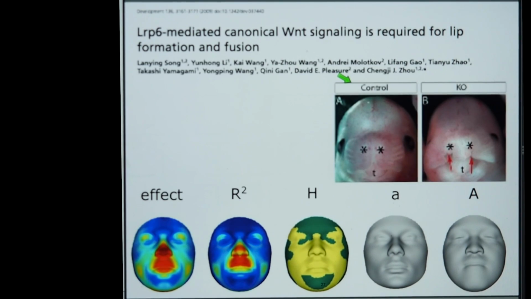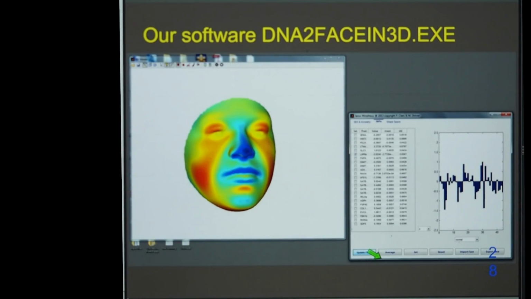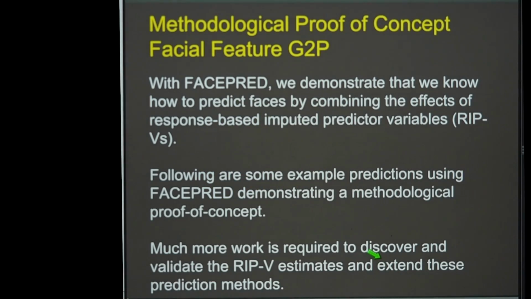Here's another one. This gene, LRP6, it's not known to cause a human craniofacial anomaly, but when you knock it out in the mouse, you lose both lips. Mice have a split lip, so there's actually two lips, but you lose both of them. And in the human range, look at the lips on this. So you get a really enhanced difference between the lips from the normal range effects of these genes. We're releasing this program, DNA to Face in 3D, that lets users or readers explore the effects of all of these.